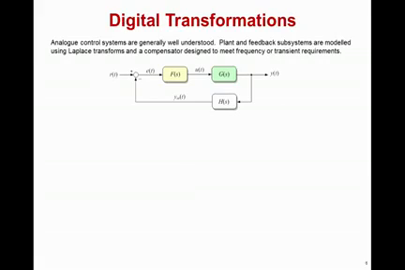So let's move into how you would generate the control law code that would run on the main CPU that we showed in the previous slide. Typically, analog control systems are very well understood, and the theory is very practical and well thought out and well taught. The plant and feedback subsystems can be modeled using Laplace transforms, and the compensator is then designed to meet those frequency and transient response requirements of the output.